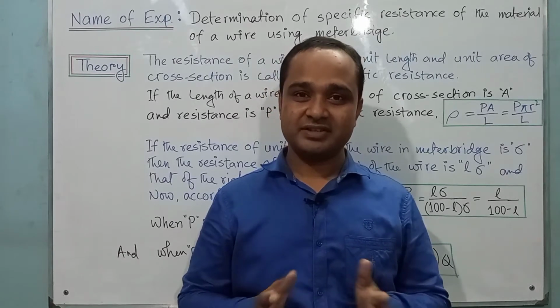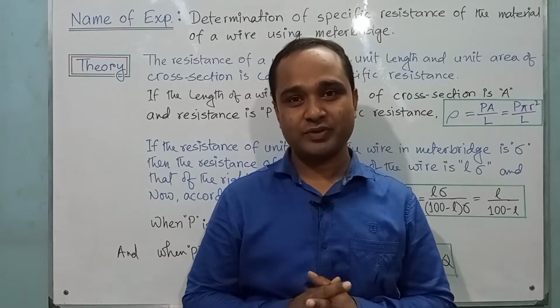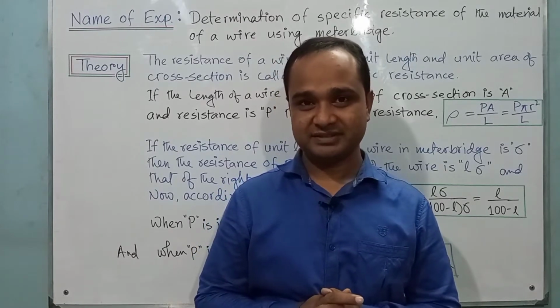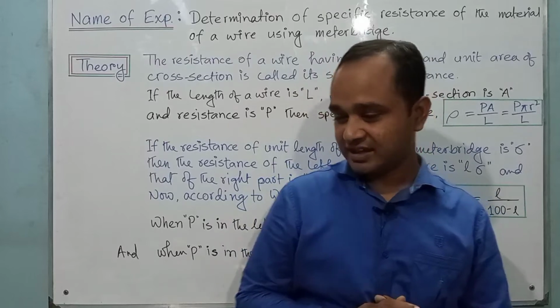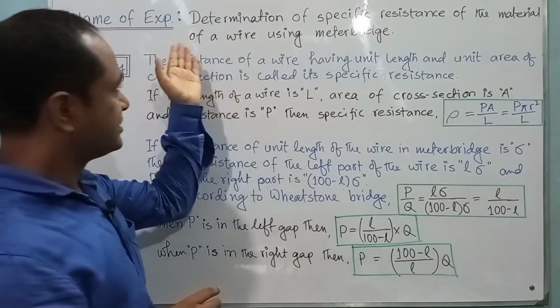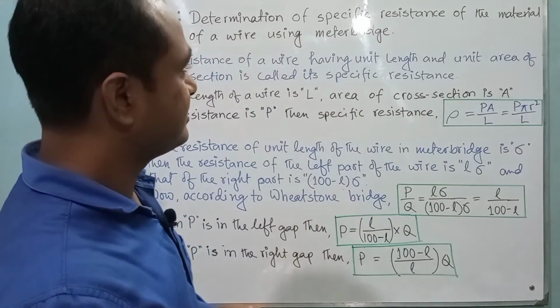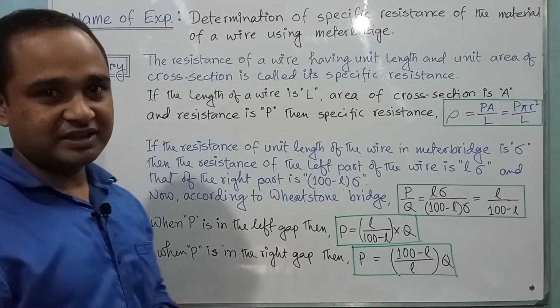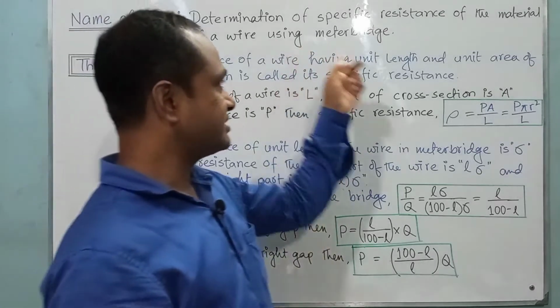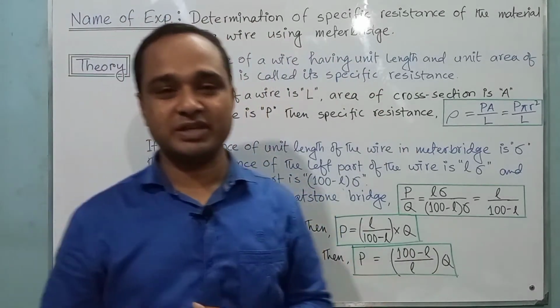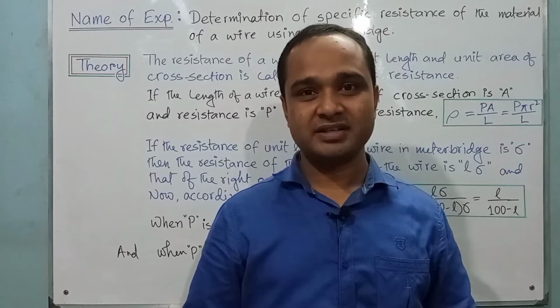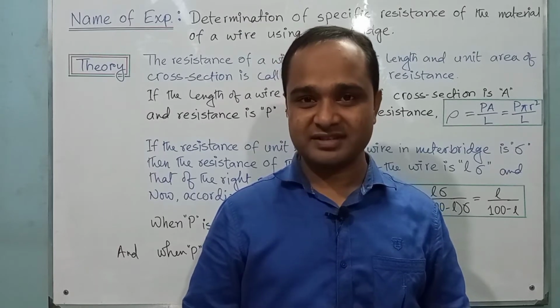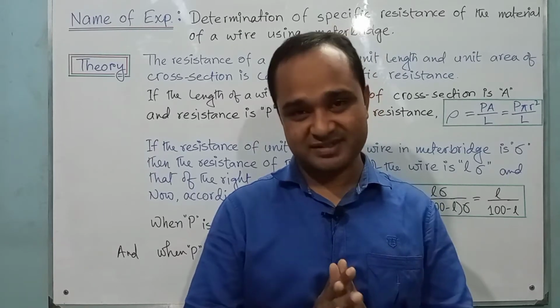Dear students, today we are going to perform an experiment, or practical class, and our experiment is determination of the specific resistance of the material of a wire using a meter bridge. Here, first we have to understand what a meter bridge is. It's an instrument by which we can determine the value of an unknown resistance using the Wheatstone bridge principle.